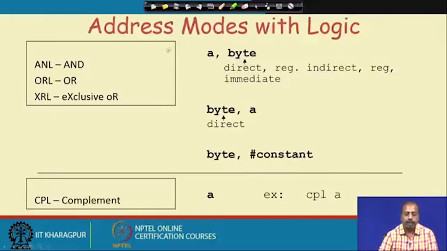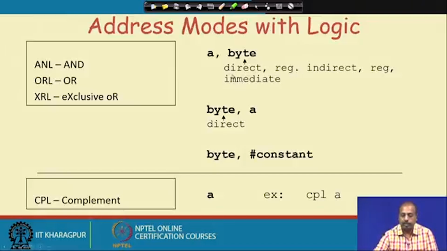Then addressing modes. We can have the ANL, the AND instruction. You can specify A comma byte, where one of the operands has to be the A register, the accumulator, and the byte can be direct. You can have a direct 8-bit number, you can have register indirect via R0 or R1, or you can have an immediate number.